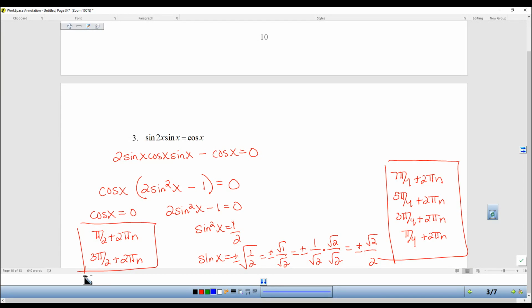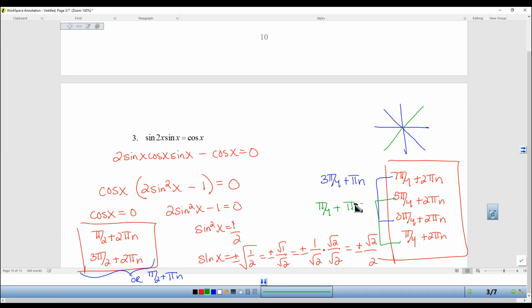Although, if you wanted to consolidate these two, you could write this one as pi halves plus pi n, which would be awesome that you showed that you understood that. Similarly, you could combine these two, which are across from each other. There's 3 pi fourths and there's 7 pi fourths, and write just 3 pi fourths plus pi n. And then you could consolidate these two, pi fourths and 5 pi fourths are across from each other, and write just pi fourths plus pi n.